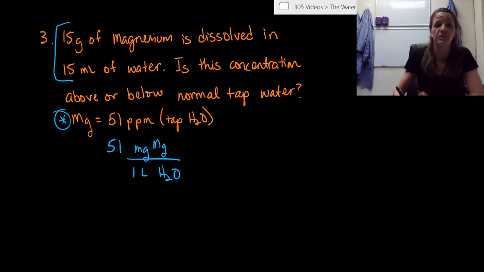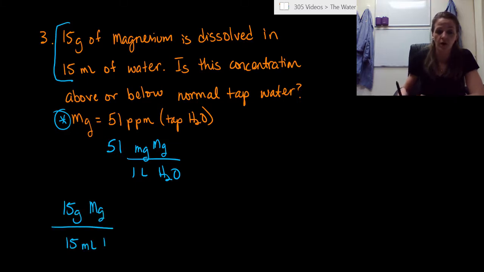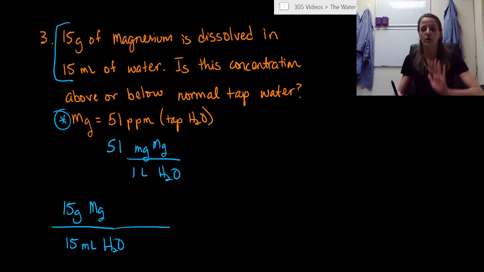So we have 15 grams of magnesium in 15 milliliters of water. So let's just type that right in here. 15 grams of magnesium per 15 milliliters of water. All right, so we've started off with a very interesting ratio. We have our grams per milliliter. So we have our solute per solvent, which is perfect.